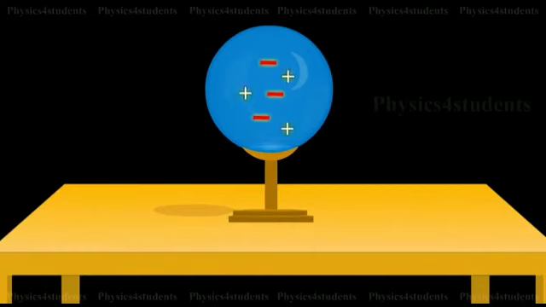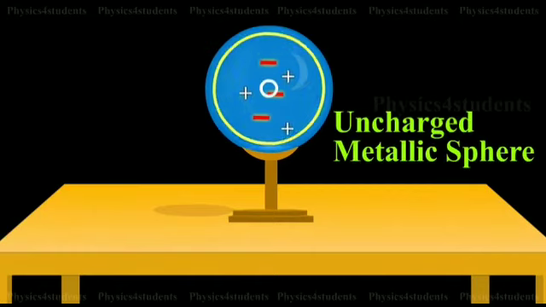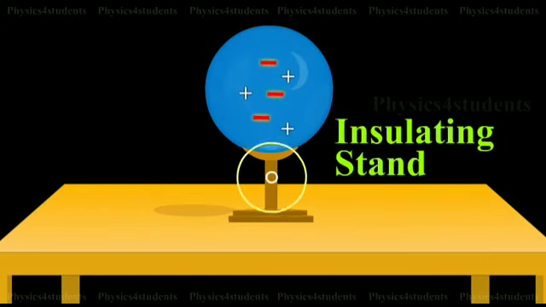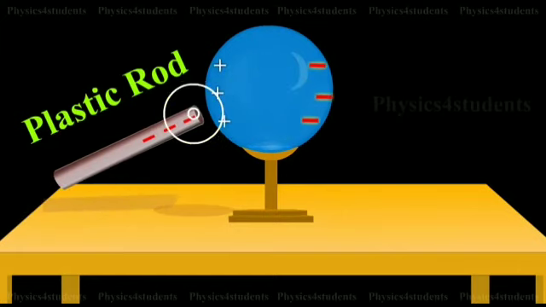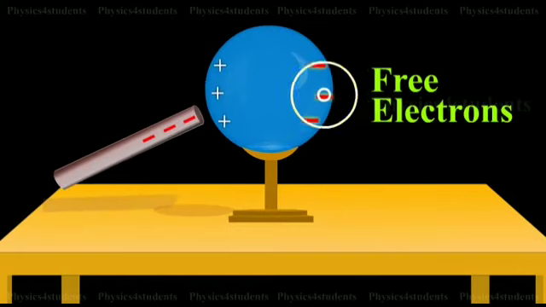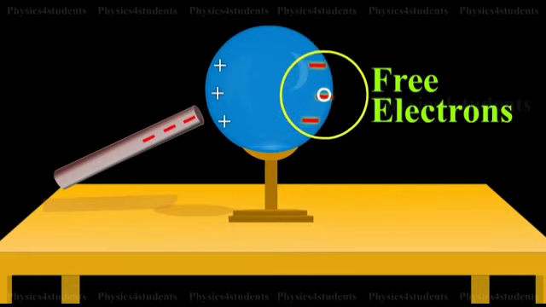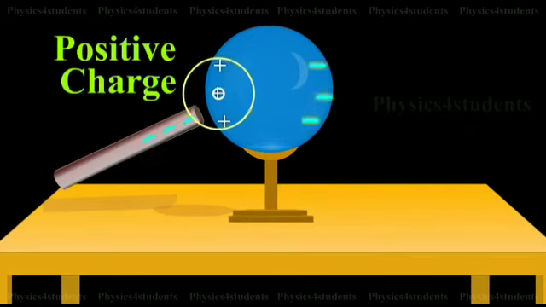Consider an uncharged, neutral, conducting sphere at rest on an insulating stand. A negatively charged rod is brought near the conductor, as shown in the figure. The negative charge of the rod repels the electrons in the conductor to the opposite side.